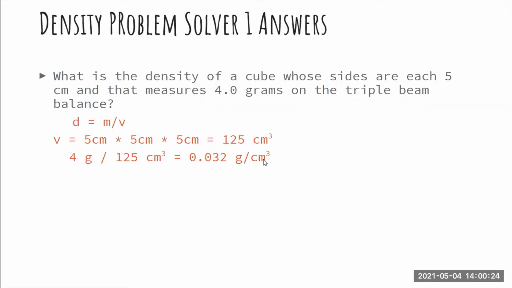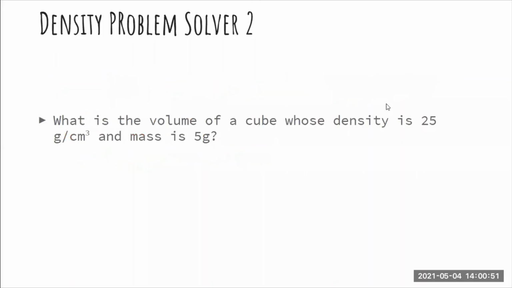If you got something like 0.8 or some of those bigger numbers, it's not that you were doing the equation wrong, you're putting your mass and your volume in the right spot, but you were forgetting to take your side and multiply it out and complete your volume formula, and that is a common mistake. Okay, final density problem solver. What is the volume of a cube whose density is 25 grams per centimeters cubed and the mass is 5 grams?